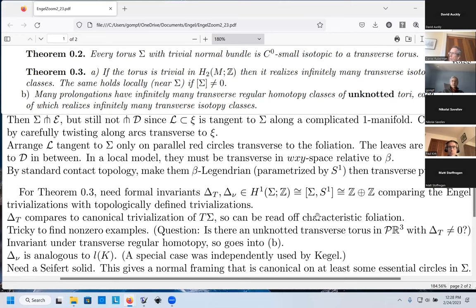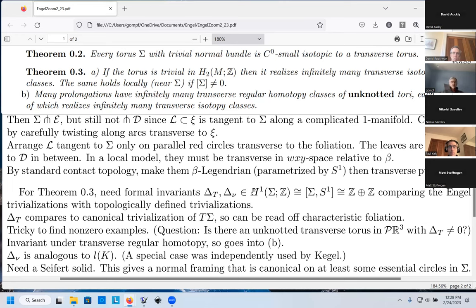And it turns out that under a lot of hypotheses, for example, if the torus is embedded trivially in rational one homology, then automatically the framing that arises is canonical. And then we really do get delta nu as a class in H upper one, that is, as something that evaluates on H lower one of the torus.